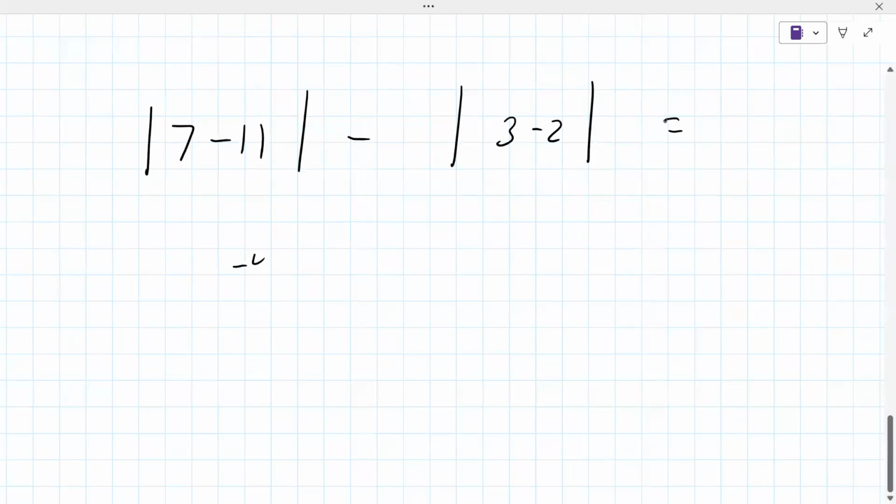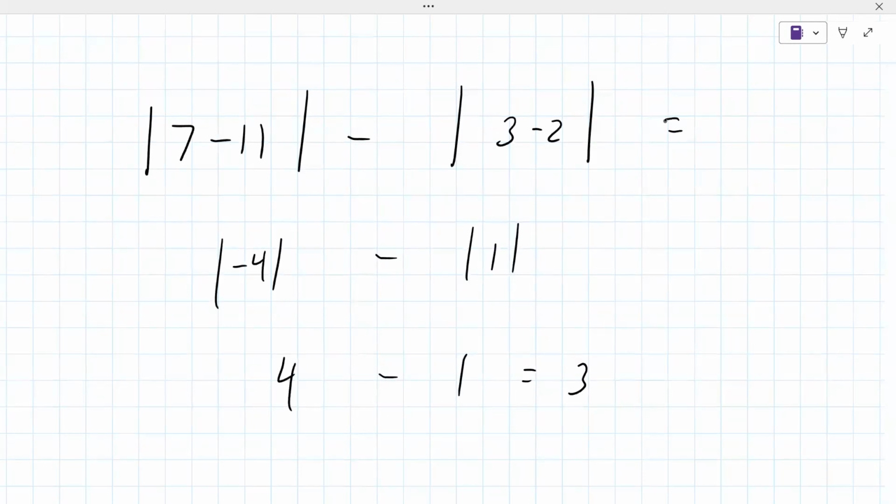Three. So this is the absolute value of -4 minus the absolute value of 1. 4 - 1 is 3, like you said. Very good. Okay. All right.